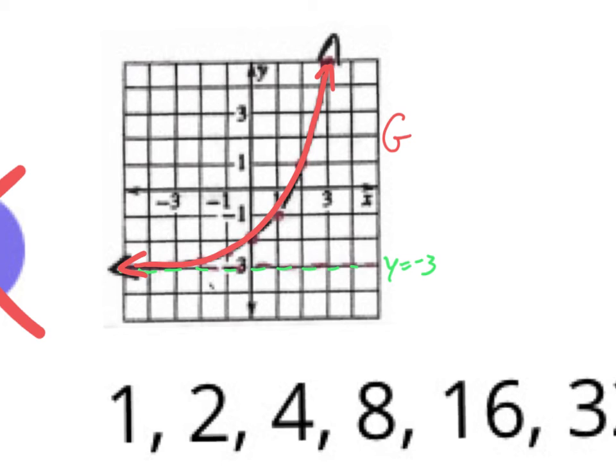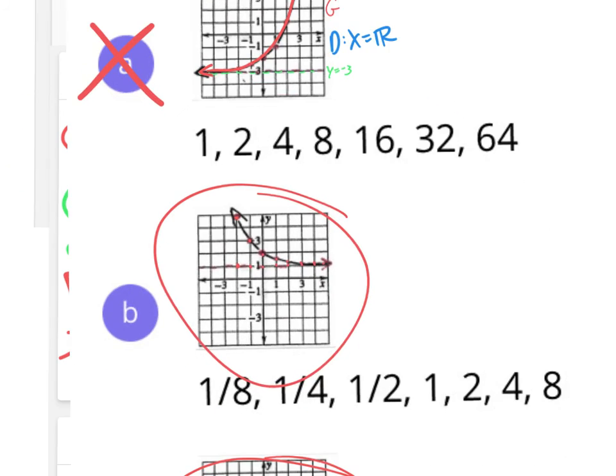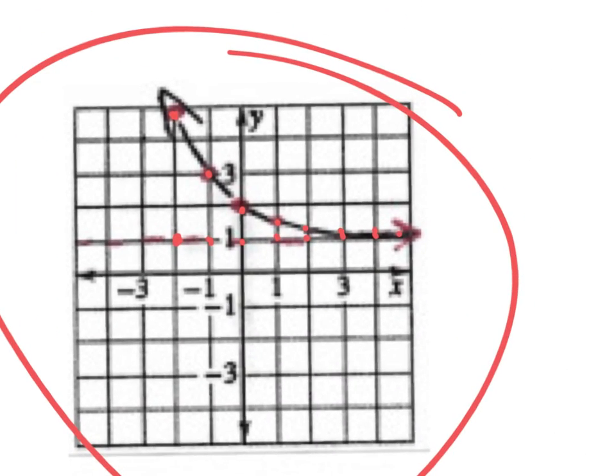Even though it looks like it goes up, it does go up, but it never goes straight up. In other words, this graph will exist somewhere over here, but way off the graph, off the screen. So the domain of a growth function is x equals all real numbers. And it doesn't matter if it's a growth function or a decay function. This one's a decay function.